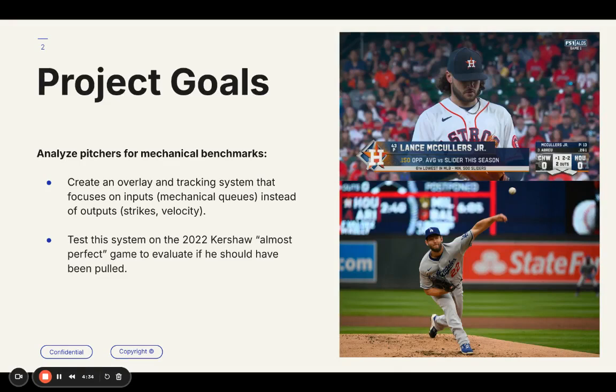As a college shot putter, my coach would always tell me to focus on my cues, things like leg drive and hip drive. However, overlays at the MLB always focus on outcomes, things like the pitch velocity. So I wanted to see if we could focus on inputs instead of outputs for this project.